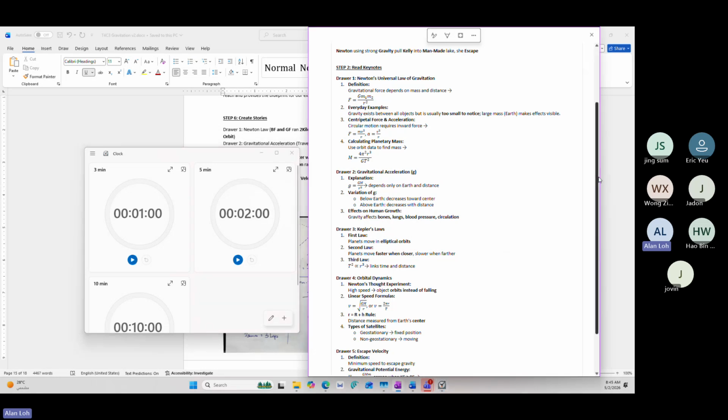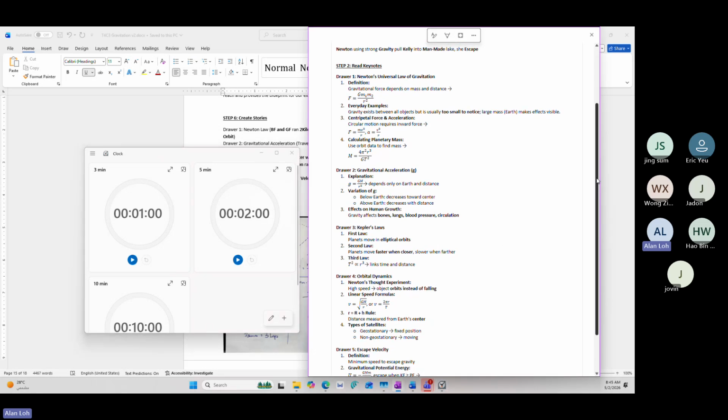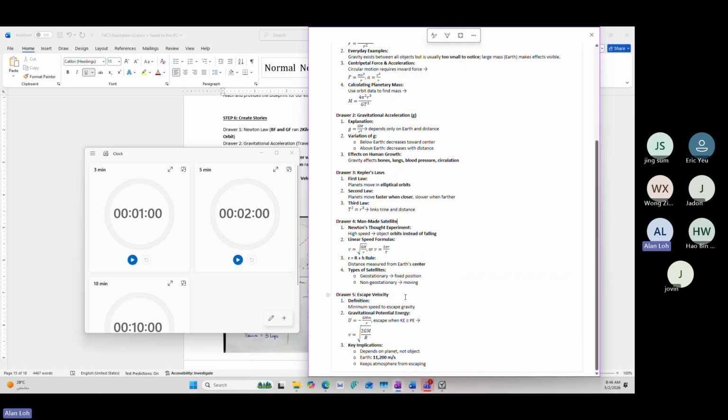We have 5 drawers. I hope by now you have some ideas. What are those 5 drawers? At least the names, right? The names are all written over here. Newton's law, drawer number 1. Then you have gravitational acceleration. Kepler's law. Then man-made satellite. Then you have escape velocity, right?